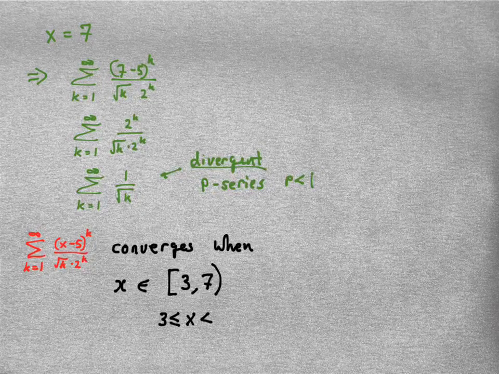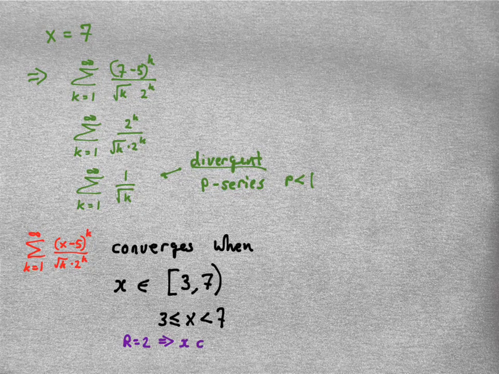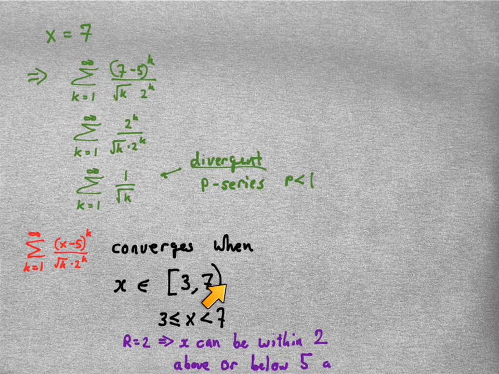The series converges when x is larger than 3 and smaller than 7, including 3 but not including 7. So we can use either of these notations. In calculus at higher levels, this is the preferred notation, so we can use that. So the idea is x can be within 2 above or below 5 and still converge, and we can also include 3.